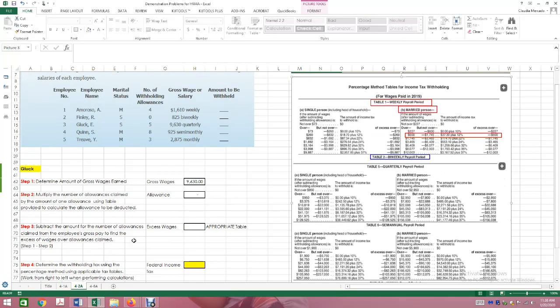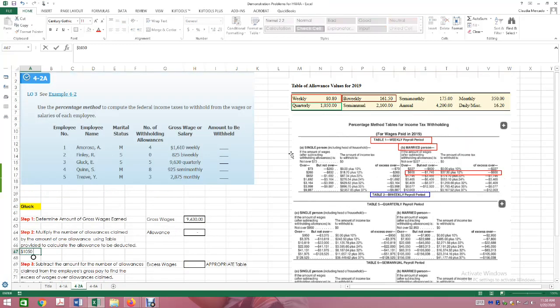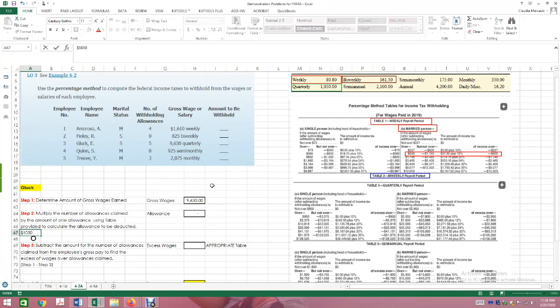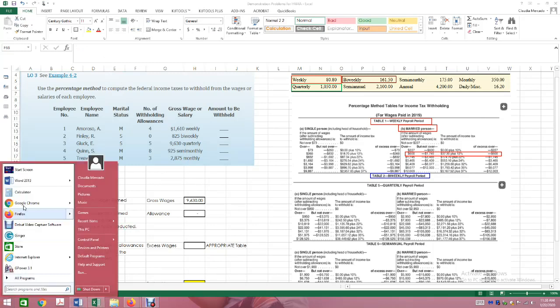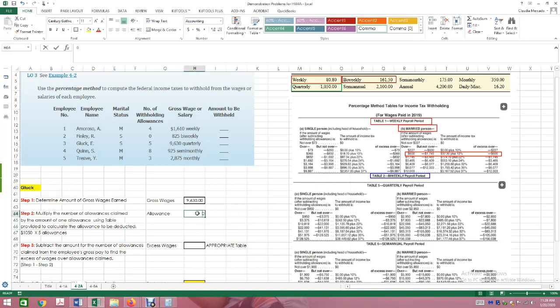So we're gonna get the amount, which is 1,050, provided in the table, right here, and we're gonna multiply it times the number of allowances, and we have 5 allowances. So I'm gonna get my calculator. So I've got 1,050 times 5 allowances. So the credit that this employee is going to get is 5,250. So that amount represents the allowance. You're not going to pay any federal income taxes on that.